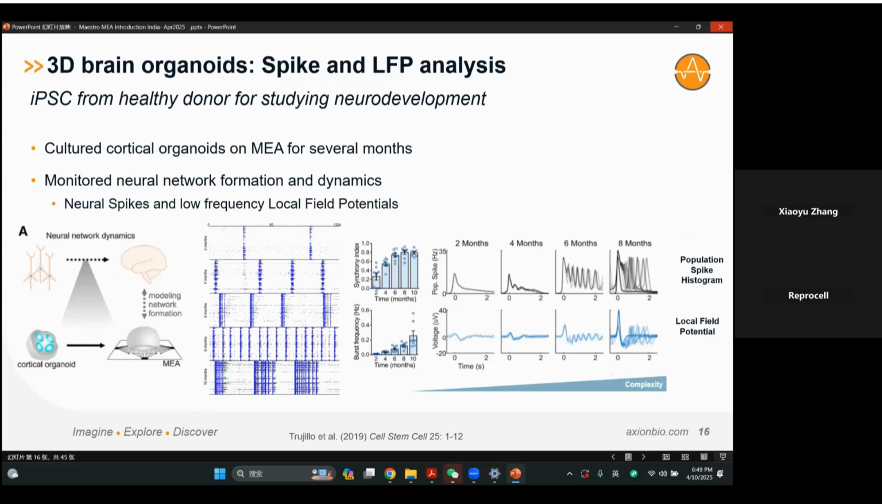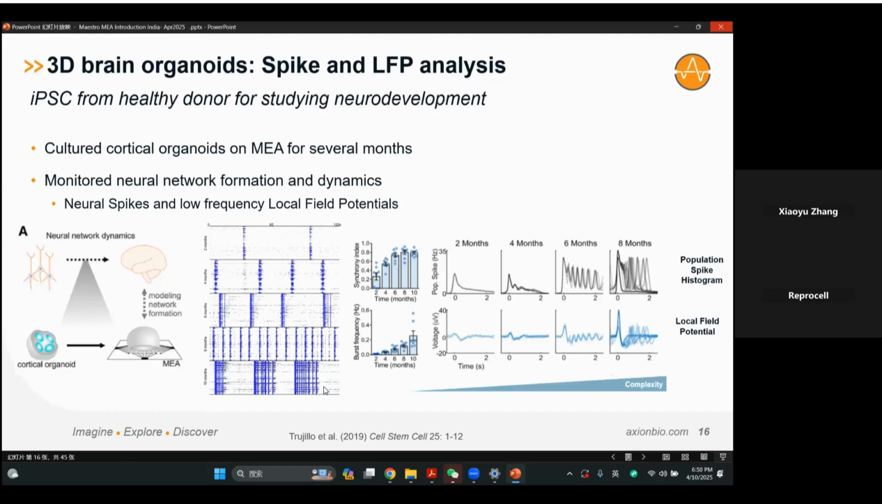So here in this example, the Alzheimer's lab at UCSD generated iPSC-derived cortical organoids and tracked their activity, bursting, and network oscillations once per week for 10 months. Over time, the organoids exhibited increasingly complex activity, including higher mean firing rates, greater synchrony, increased burst frequency, and more frequent network-wide bursts.